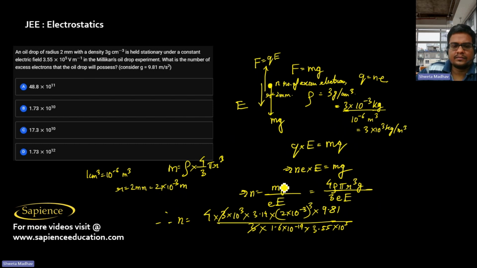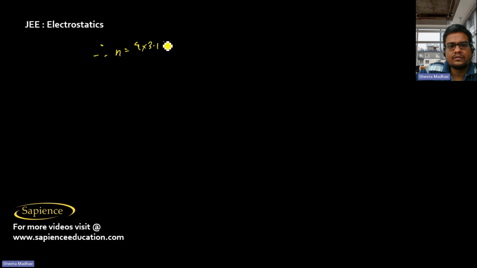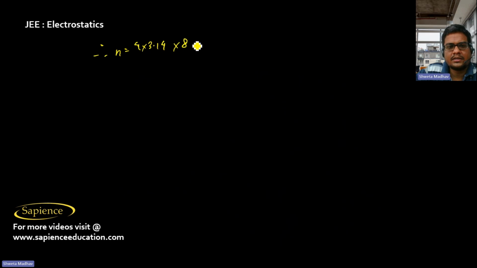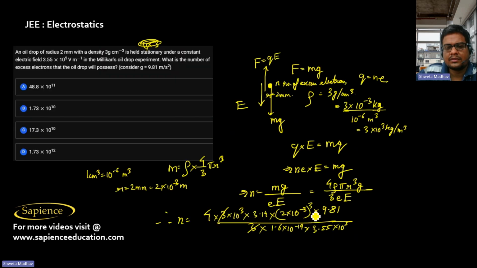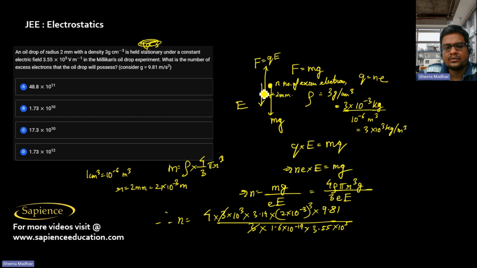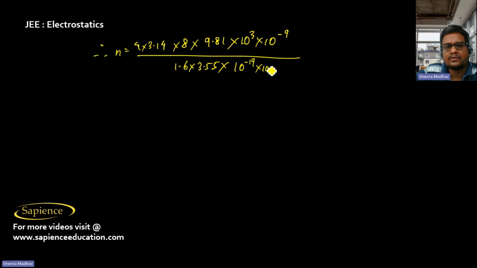Now therefore n is equal to 4 into 3.14, the 8 into 9.81 into 10 power 3 into 10 power minus 9, divided by 1.6 into 3.55 into 10 power minus 19 into 10 power 5.